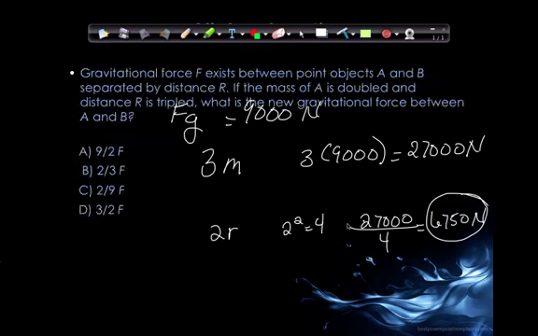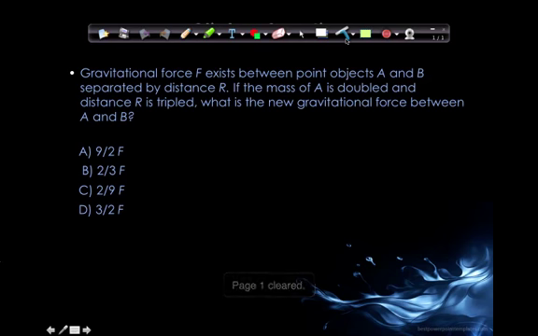So let's look at one more question like this. I have a gravitational force, F, that exists between point objects A and B separated by a distance r. If the mass of A is doubled and the distance r is tripled, what is the new gravitational force between A and B? I know that my force should increase since my mass is being doubled. If that was all of it, I would just be multiplying it by 2.